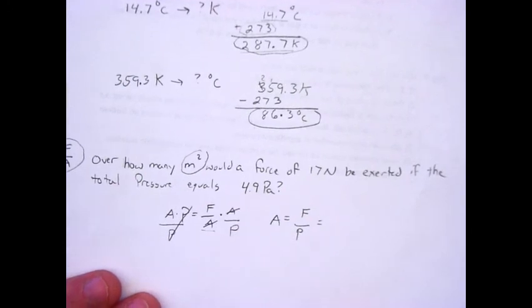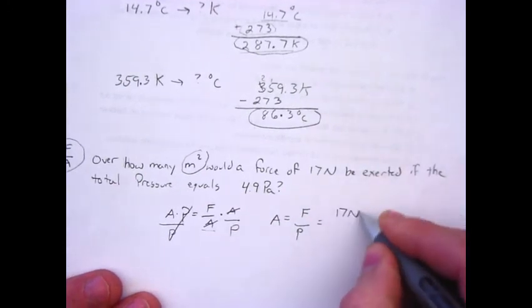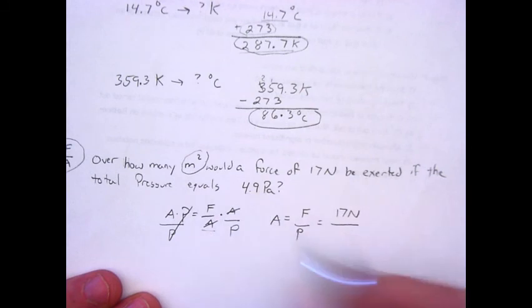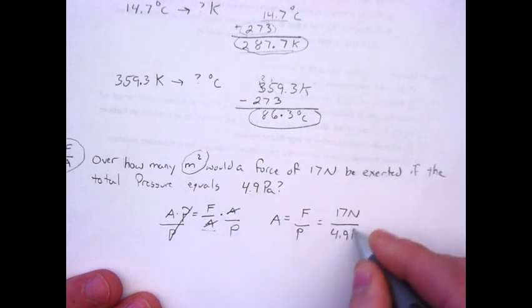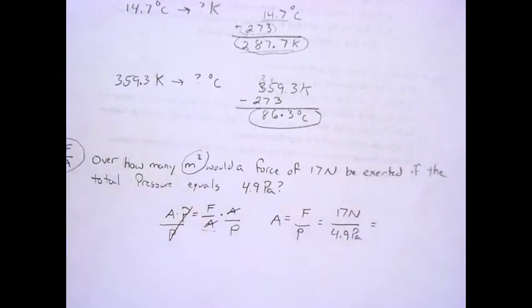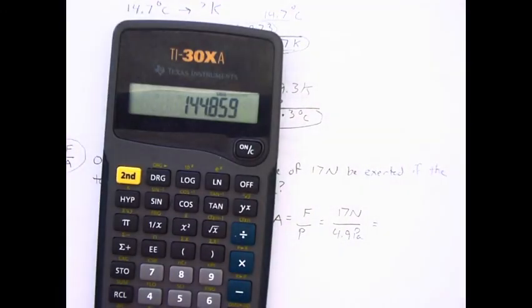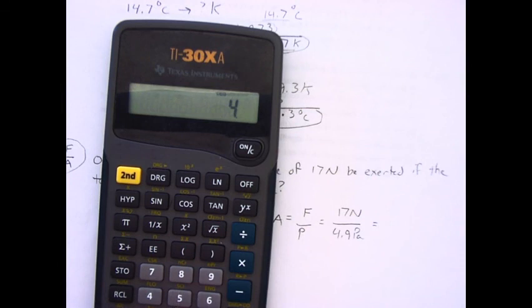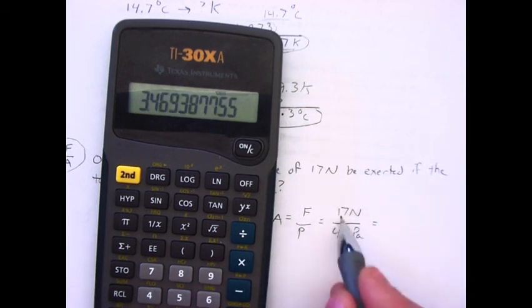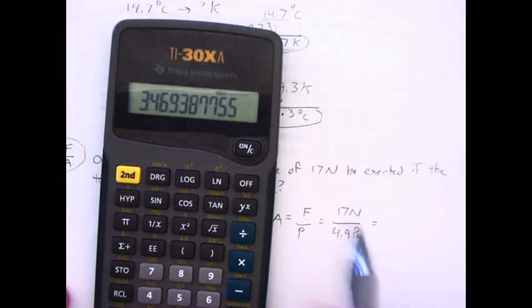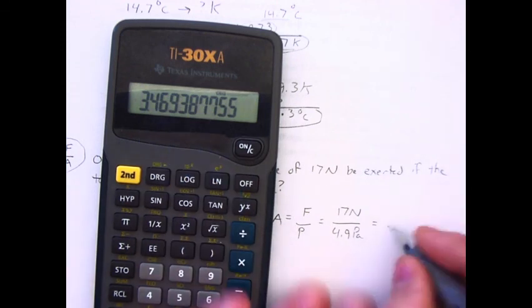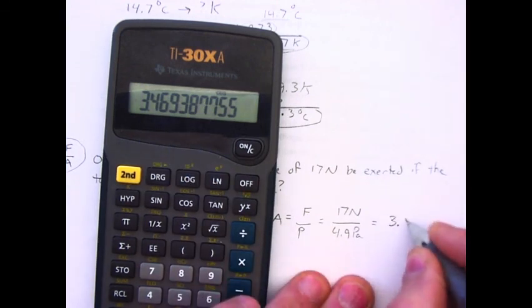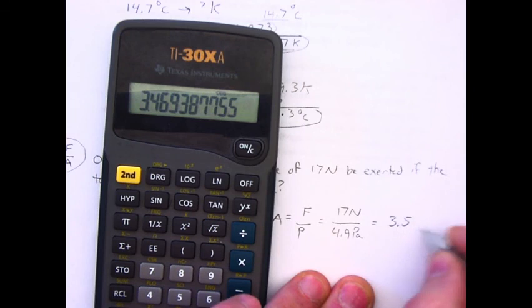Plugging in the numbers now, the force is 17 newtons. The pressure is 4.9 pascals. On my calculator, I go 17 divided by 4.9. Both of these have two significant figures, so I need to round the answer off to two significant figures, which leaves me with 3.5. And once again, the units for area would be meters squared.